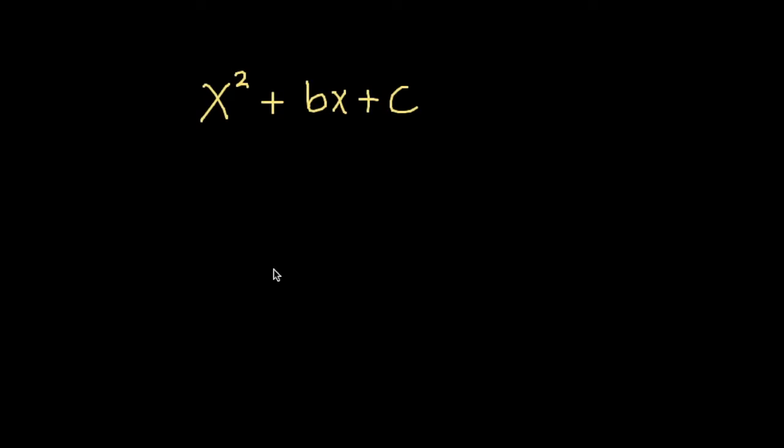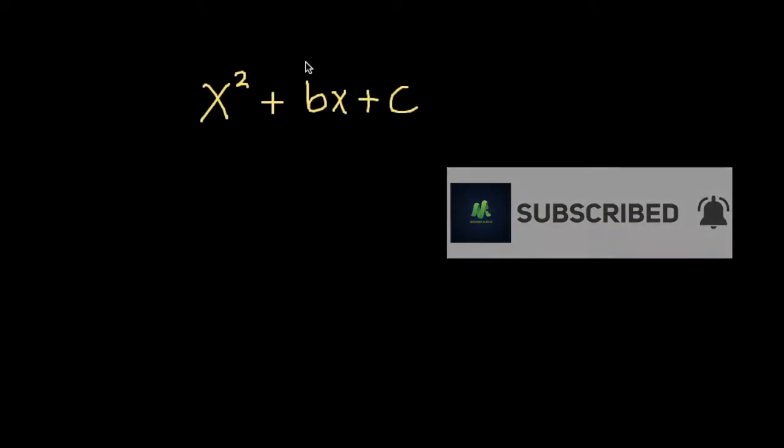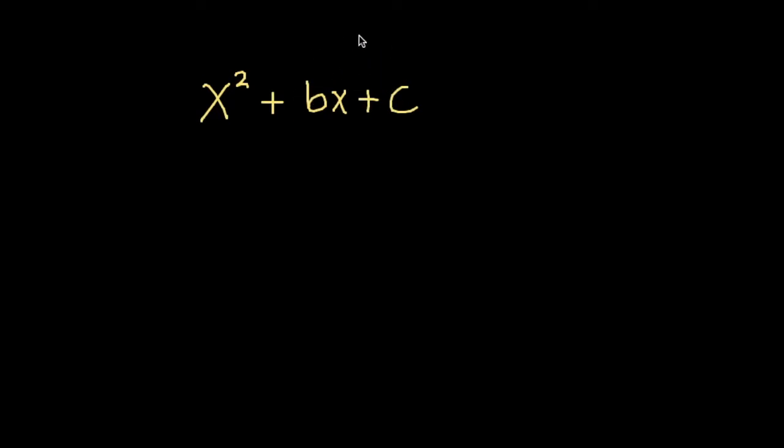Today we're going to learn how to factorize quadratic trinomials of the form x squared plus bx plus c, where b and c are constants, meaning they're two random numbers, but those numbers are fixed, right? They don't change. Whereas x in this case is our variable, and so it could take on multiple different numbers or values.